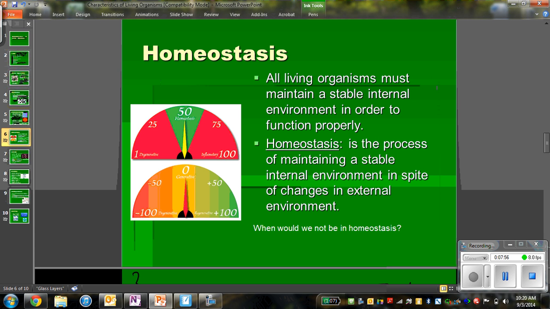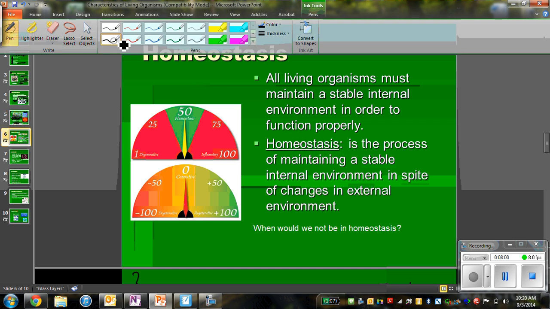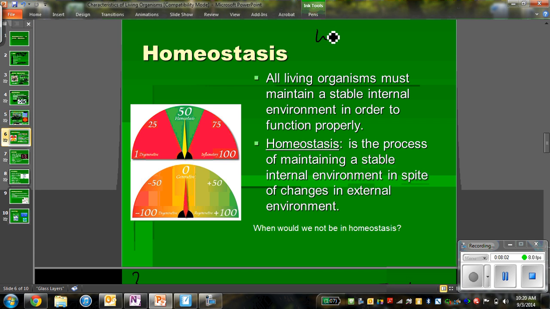All right, next thing is homeostasis. It's not cold out right now, but when you go outside in the winter, what do you wear? You wear a hat and a coat, and you bundle up. Why do you do that? Because you have to stay a certain temperature. All living organisms must maintain a stable environment in order to function properly.